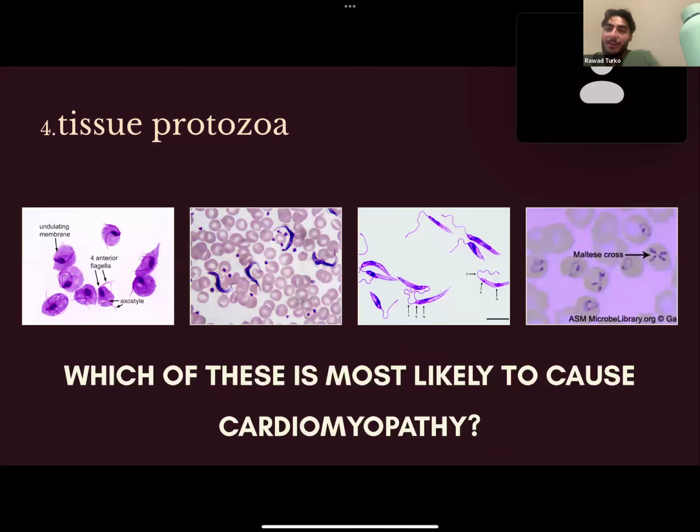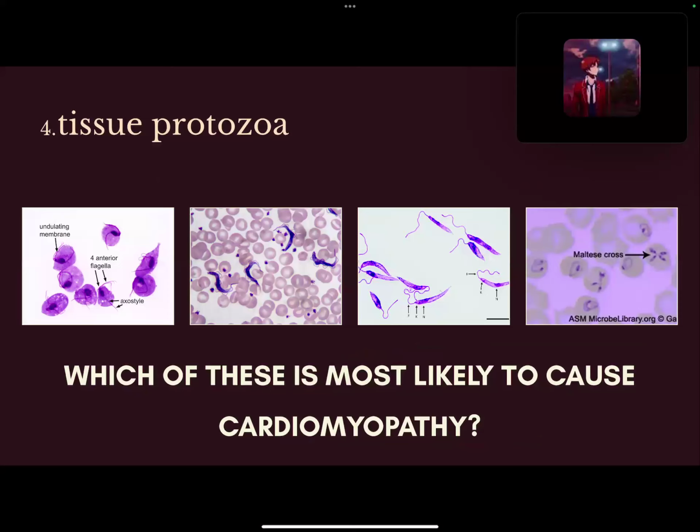Okay. Here's the next question. You have to think a little bit. Which one of these is most likely to cause cardiomyopathy? It was Trypanosoma cruzi, right? Is it the second one? Yep, perfect. The second one.